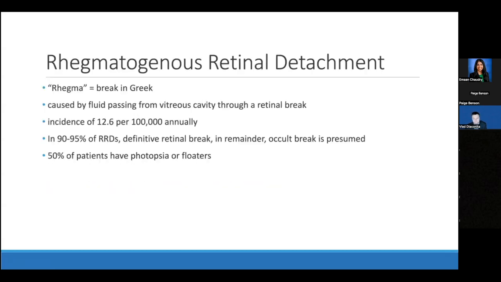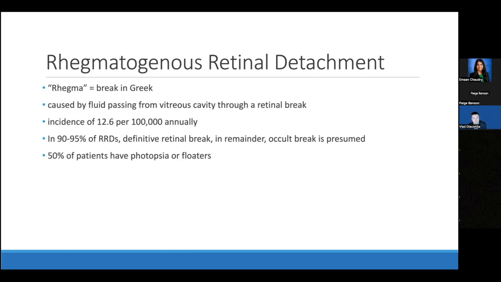That's the first one. Okay, so like all things in medicine, it's either Latin or Greek, right? And there's a few other words that we borrow. Ophthalmology is pretty good about German borrowed words also, because a lot of famous early ophthalmologists were from Germany. But this particular word comes from Greek. Regma means break. And break because the underlying cause of this type of retinal detachment is a break in the retina, and then fluid passing from the center of the eye, underneath the retina through this break.